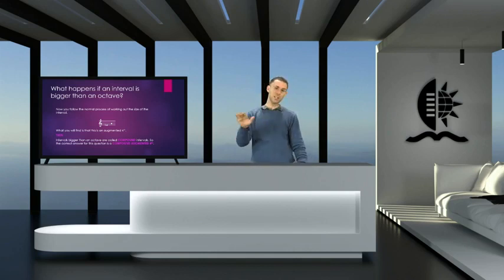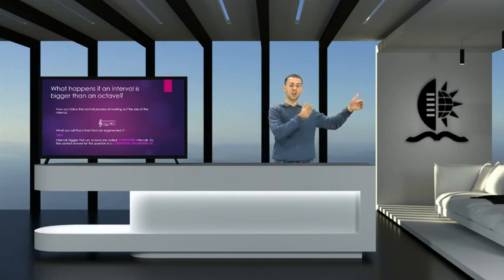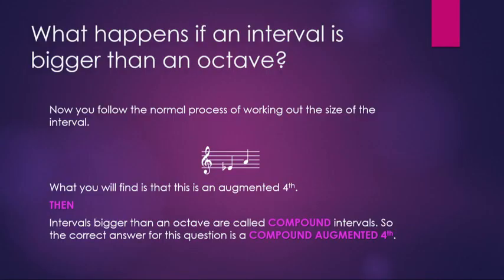Then, once you've worked out the size of the interval, all you need to do is add the word compound before the augmented fourth. Compound says that we're working with an interval that's bigger than an octave. Okay? So the only thing we add for those intervals that are bigger than an octave is the word compound, and that gives us the correct answer.